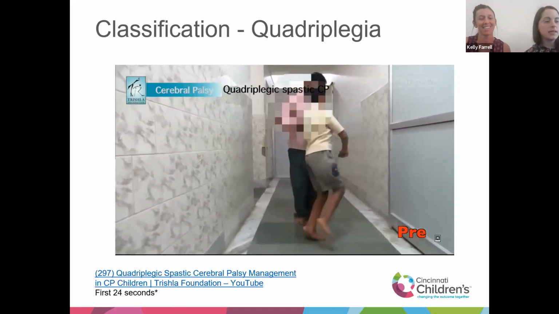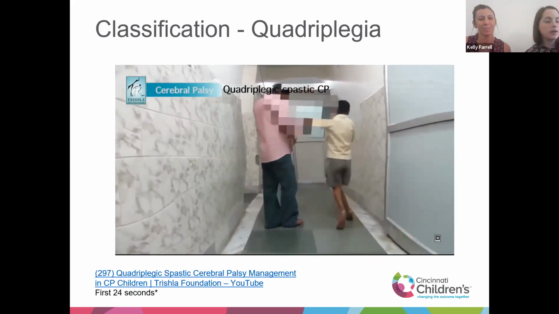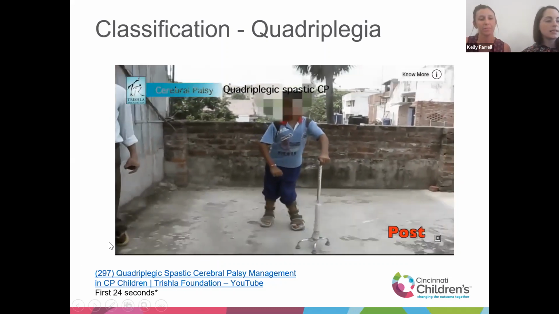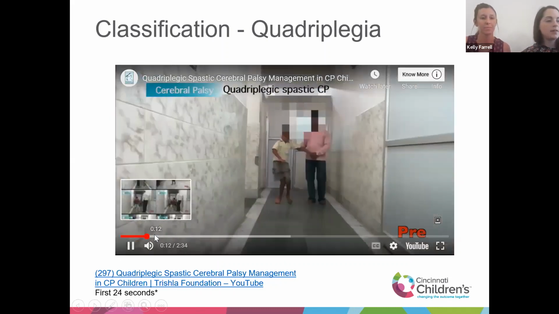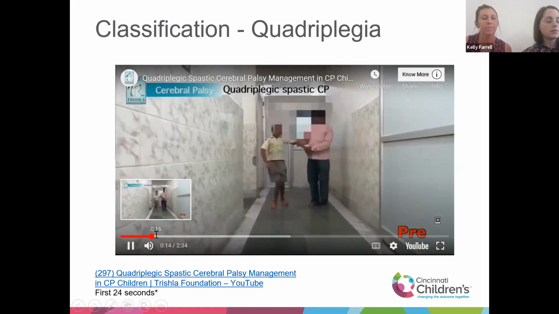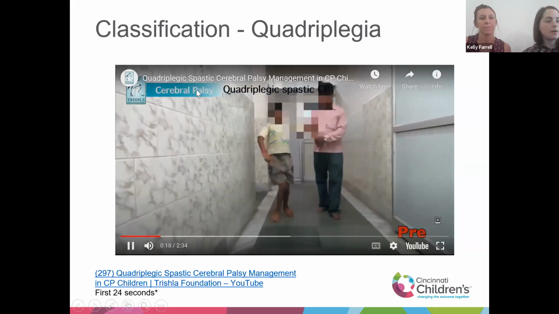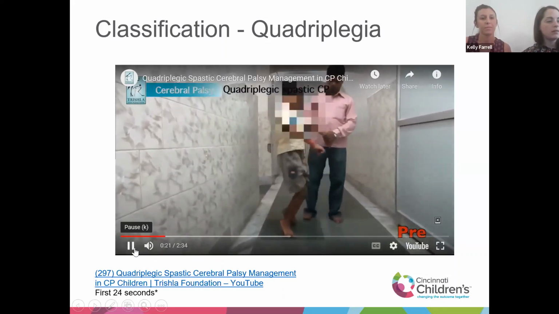So as you can kind of see here, his knees are kind of coming in together. He also is kind of staying up on his toes, and you can also see that his arms are involved, where the caregiver is having to assist him while he is walking.